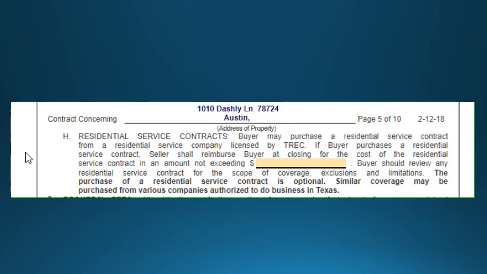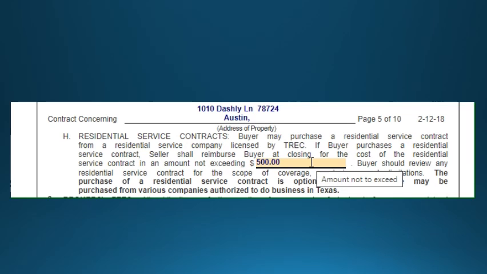Page 5, paragraph 7H is the residential service contracts. Those are your home warranties. The blank here is for a number amount. These vary depending on the home warranty company. You want to make sure to only put the dollar amount in there.